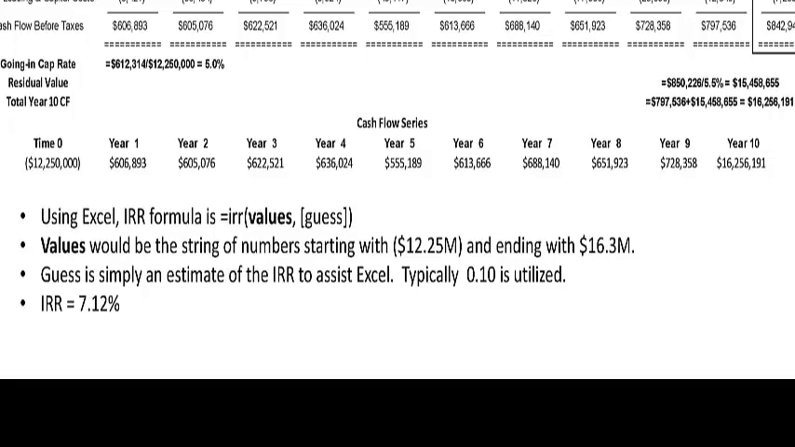If you were to use Excel to calculate IRR, the formula is here in front of us. And the values would simply be the string of numbers beginning with a negative $12.25 million and ending with your year 10 cash flow. And the guess is simply an estimate of the IRR to assist Excel. You would typically use 10%. This results in an internal rate of return of 7.12%.